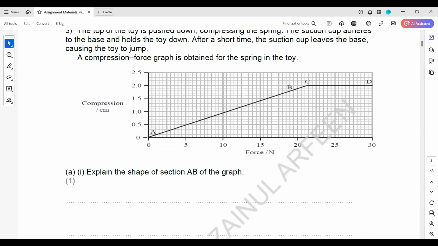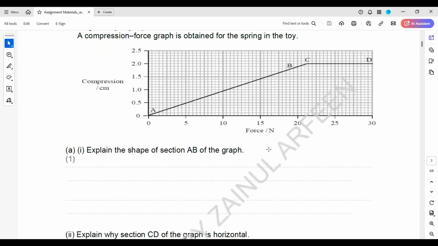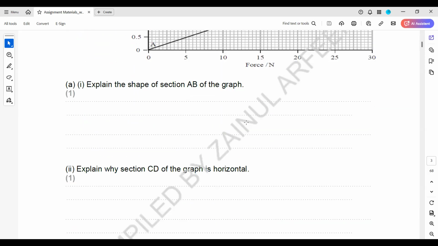From A to B, it means that the compression is directly proportional to the applied force, or in this region, it is obeying Hooke's law. Explain why section CD of the graph is horizontal. Because in this case, you're compressing a spring. Like the toy is there, you place the toy and you're compressing the spring.